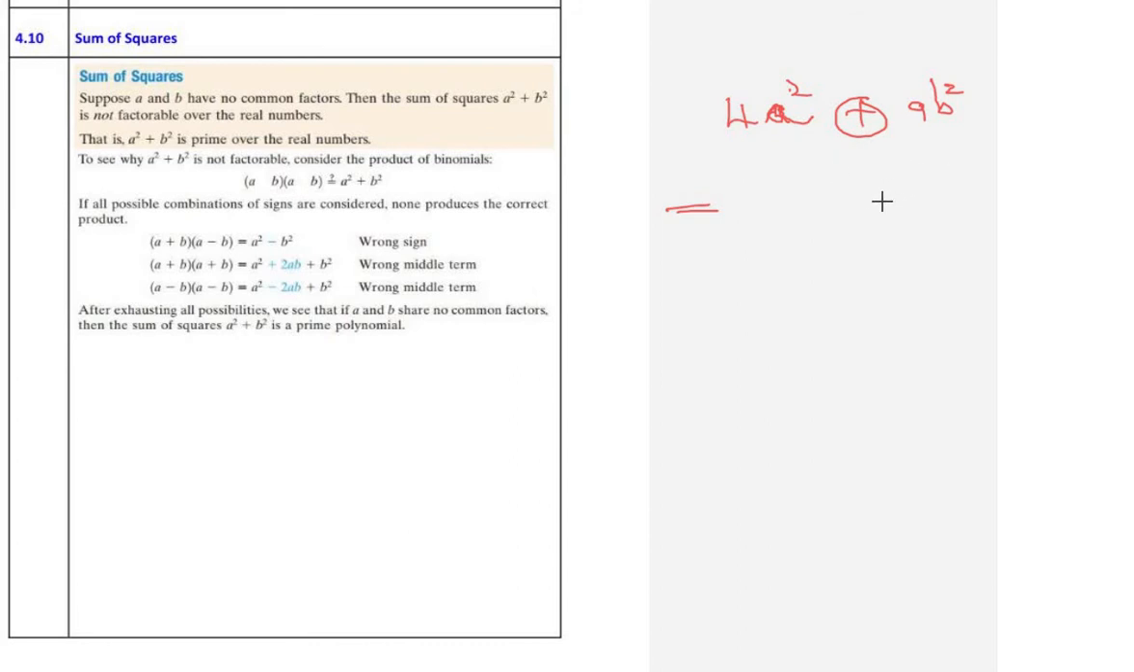A prime binomial if you want, because it's a two term. So you can say this is a prime binomial. So meaning there it is, prime polynomial or binomial or polynomial, doesn't matter. Polynomial just means many terms. Bi means two terms, but the point is that this is prime. You cannot factorize it. So please, this is very, very important.